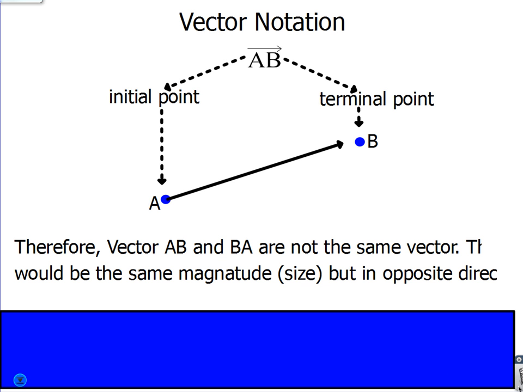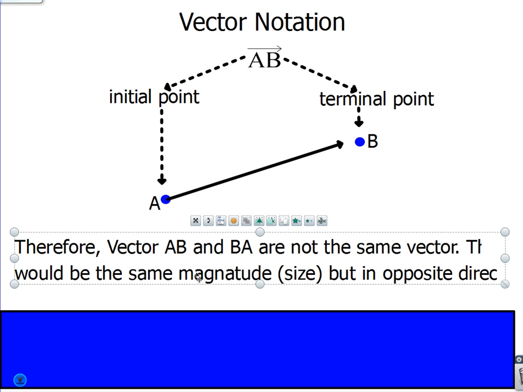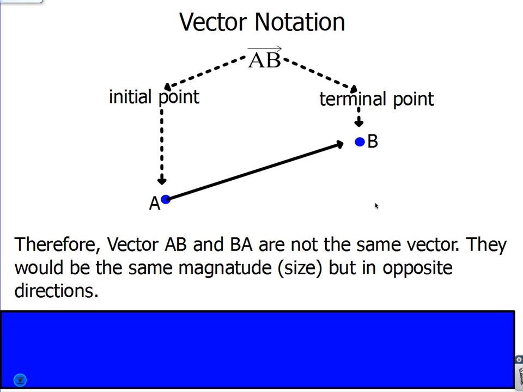Therefore, vector BA and AB are not the same vector. They would be the same magnitude, but they're going in opposite directions. Vector BA and AB are not the same vectors. The way that you name vectors, like here, the vector that you have up here, which again bothers me really bad that that's not connected, that B is not right here. But the vector you have up here is vector AB. It starts at A. A is your initial point, and it goes through B.